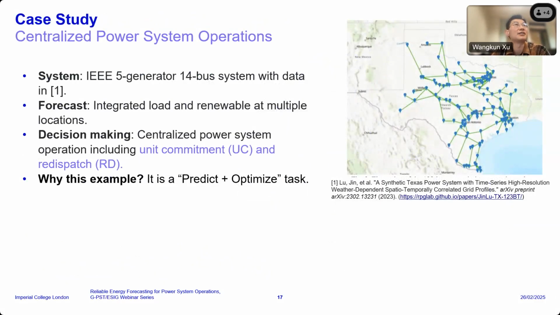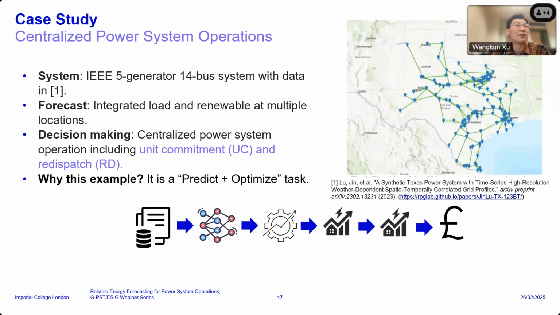Okay, so I think it's about time to introduce some case studies and demonstrate the performance of the proposed algorithms of our study. We will mainly focus on a centralized power system operation task at the transmission level. The system under test is a standard IEEE 14-bus system with some open data, which is composed of grid configurations, weather data, and energy profiles from open source reference 1. Our forecast target is the integrated load and renewables at multiple locations, or buses in this standard system. And two sequentially connected decision-making processes, unit commitment and redispatch, will be considered.